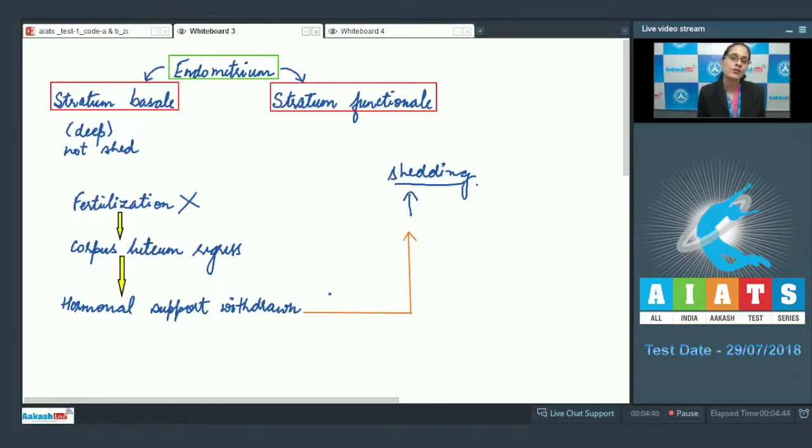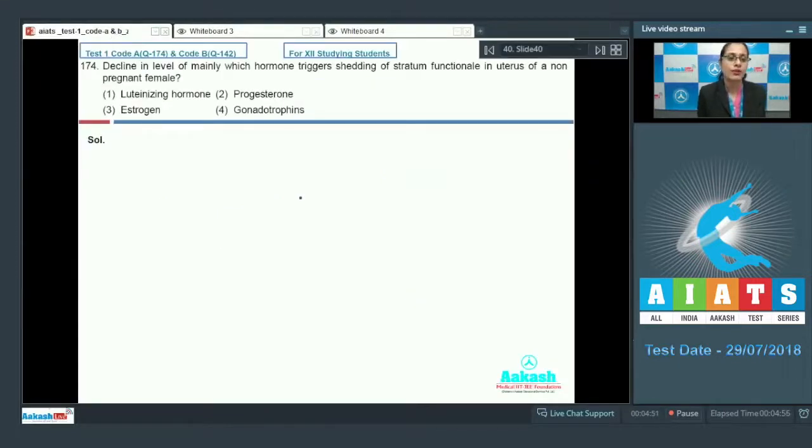So which hormone is responsible for the maintenance of these layers? It is the corpus luteum mediated release of progesterone. So according to the question, the hormone which triggers the shedding of stratum functionale is option number 2, that is progesterone. Progesterone is a correct answer. Let's move on to the next question.